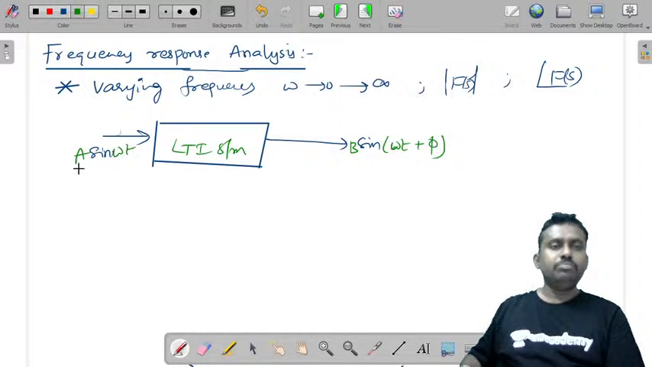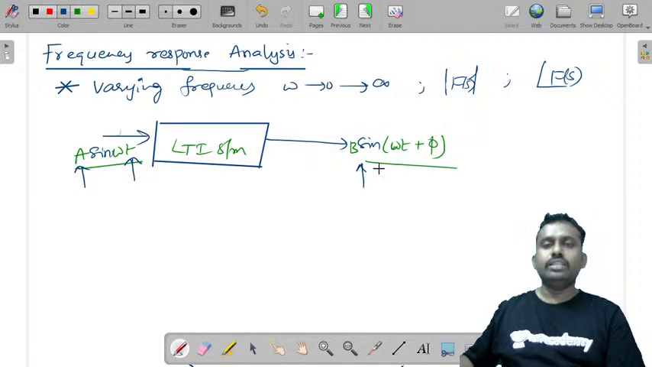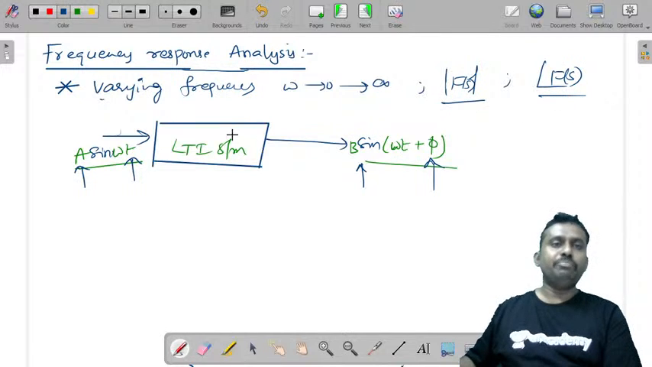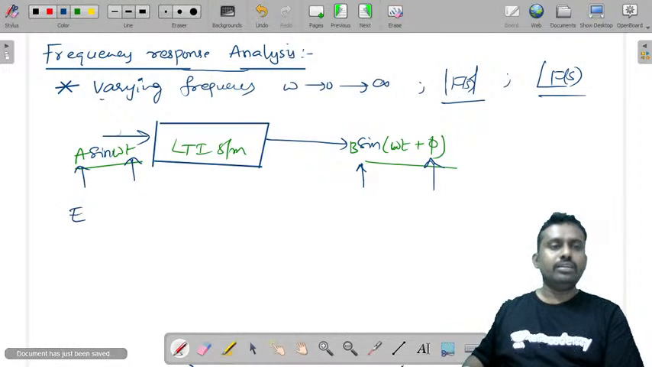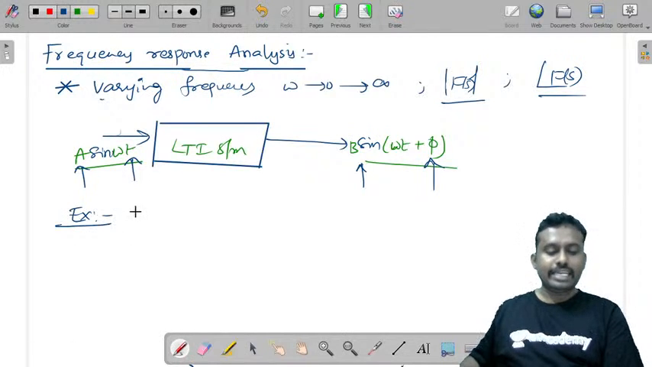So input is sinusoidal, output is also sinusoidal. There is a variation in magnitude as well as phase angle. So frequency response analysis is varying the frequency from 0 to infinity and finding the magnitude and phase angle of the system, or magnitude and phase angle of the response. Let us take one example. You'll clearly understand what exactly it is.